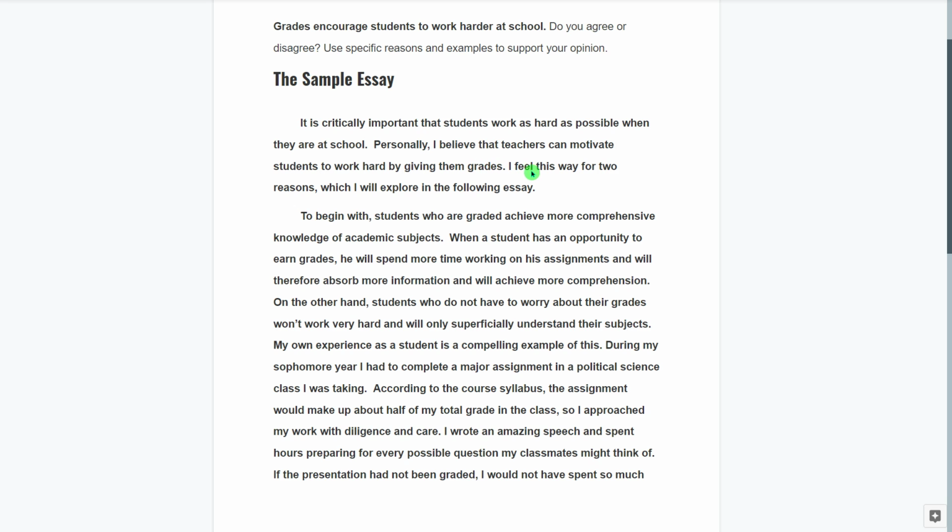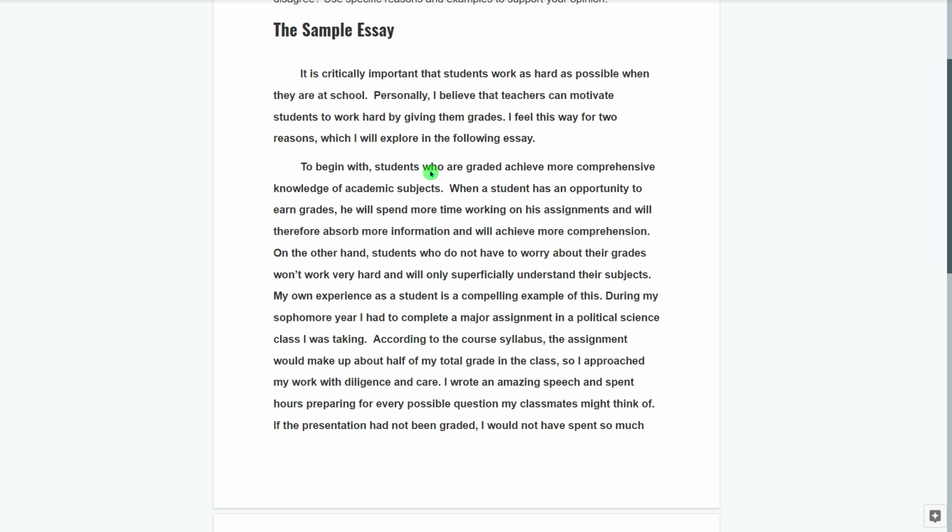And then I end the introduction with, I feel this way for 2 reasons, which I will explore in the following essay. I've basically memorized this sentence, and I use it in every single introduction I write. You can too. Now, as I said, the introduction is pretty short. I haven't mentioned my 2 reasons in the introduction. I don't think you should do that. There's no time.